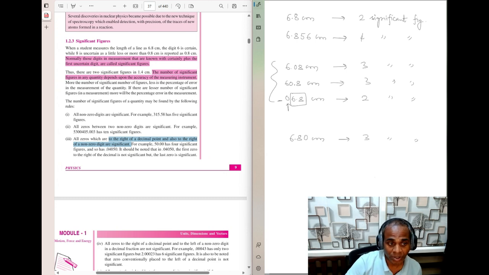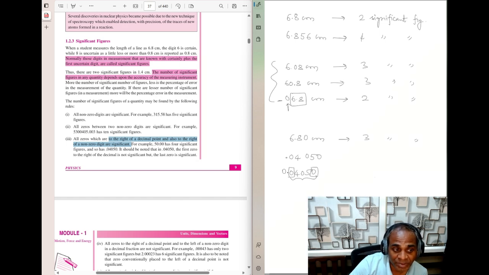Now there is one special case here. If somebody writes 0.04050, now, if you see these things, the first zero to the right of the decimal, that is this zero.